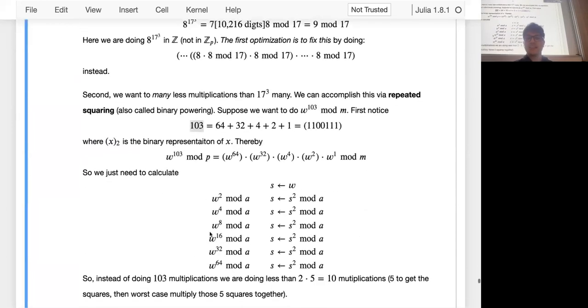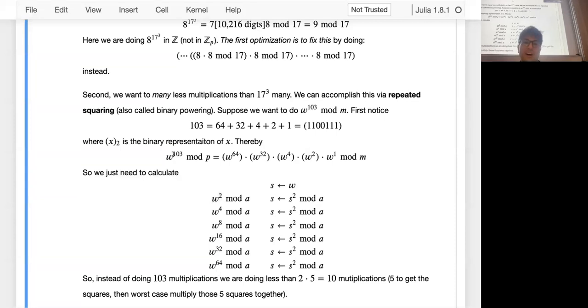But let's study this instead. How many multiplications does it take to get w squared? 1. Once we have w squared, how many multiplications does it take to get w to the power of 4? 1, because we square w squared. What about w to the 8? You square w to the 4, right? And so on and so forth. So to get w squared all the way up to w to the power of 64 requires 1, 2, 3, 4, 5, 6 multiplications.